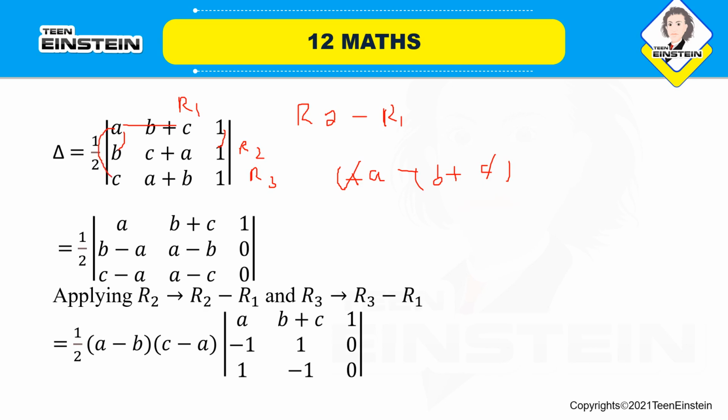Okay, so you'll be getting C minus A. Then here, when you subtract B, it will get cancelled. You'll be getting A minus C, 0.